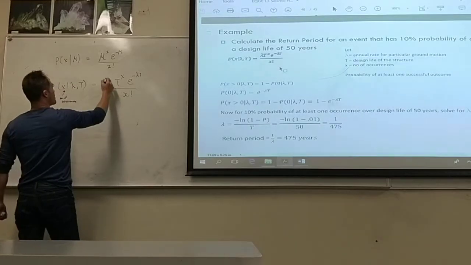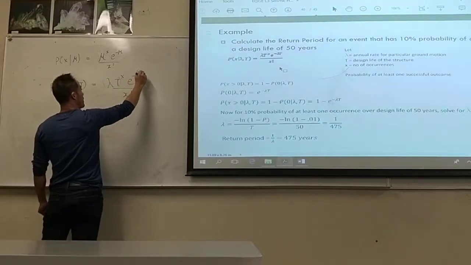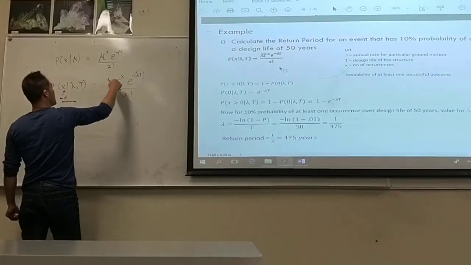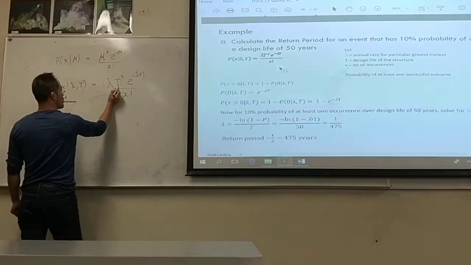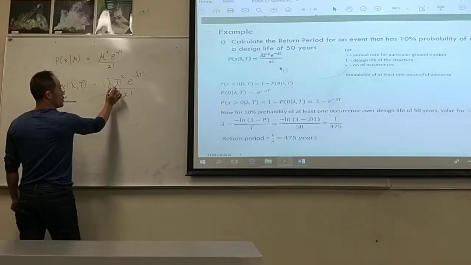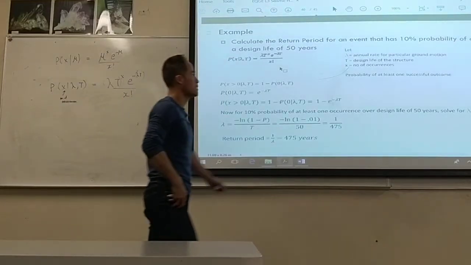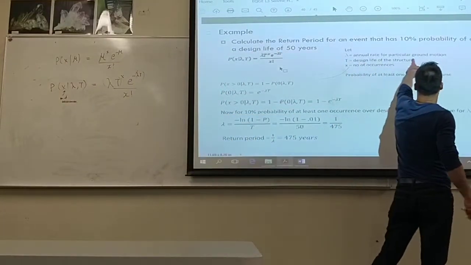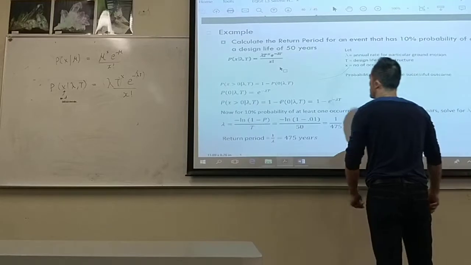Okay, so in our situation for earthquake or seismology, that's our mean. That's the annual exceedance probability multiplied by the design life, or the amount of time that we're interested in. Okay, and the rate of projected ground motion over the design life of the structure.